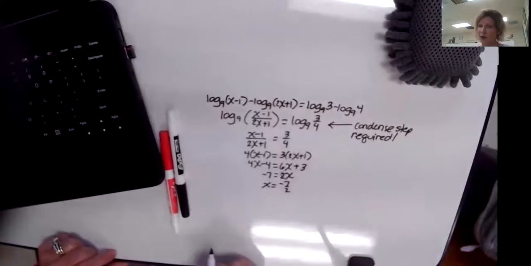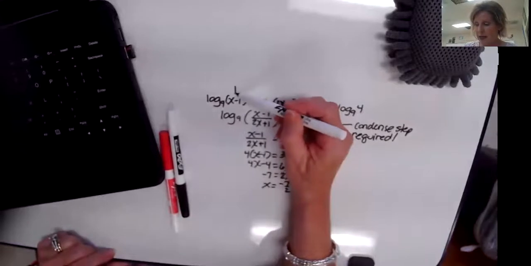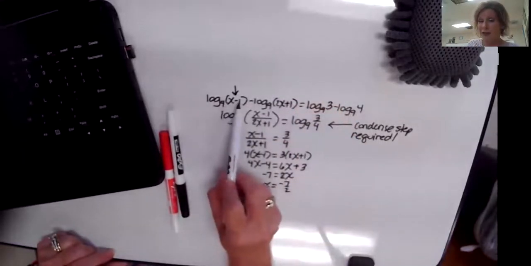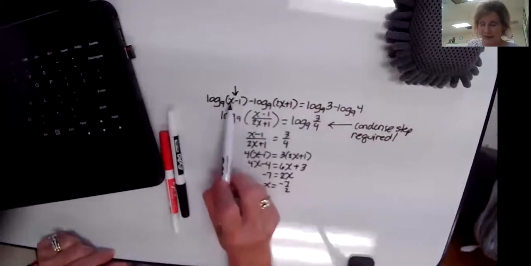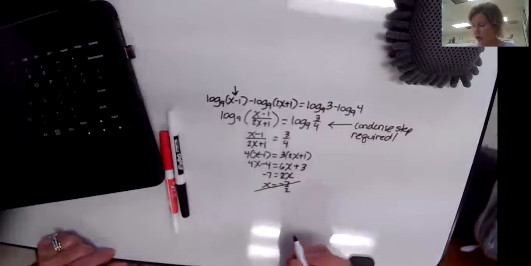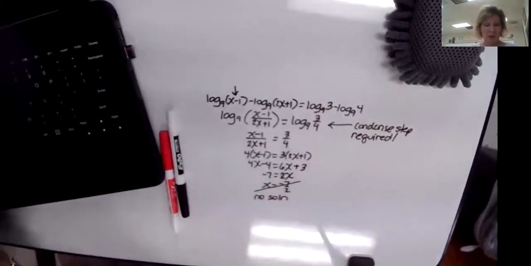Boy, that negative logarithm makes me uncomfortable. It should, because if I plug -7 over 2 here, -7 over 2 minus 1 is negative, and I can't do log base 9 of a negative. So my one and only answer was extraneous, so mark it out. And your result on this one is there is no solution.